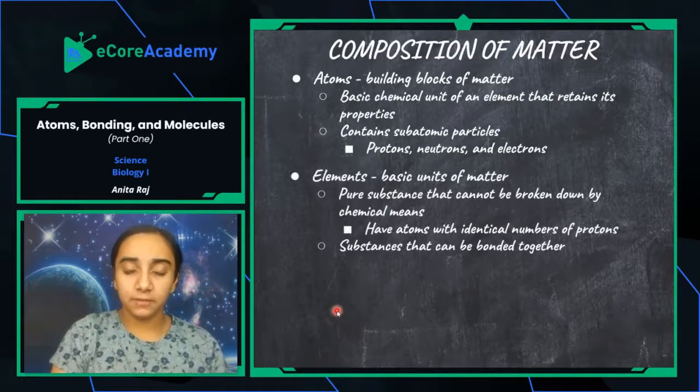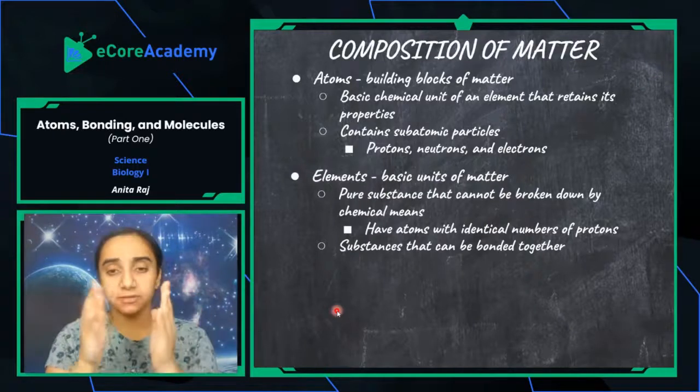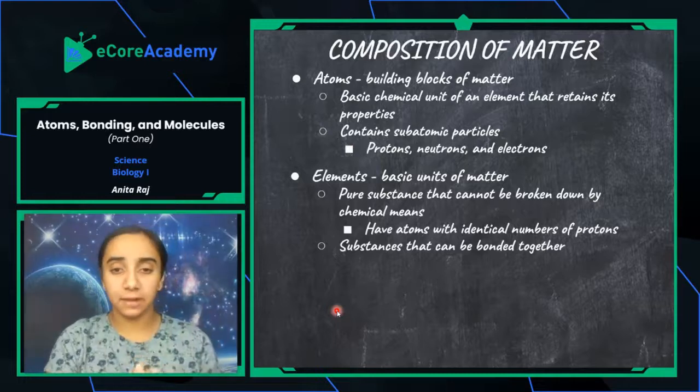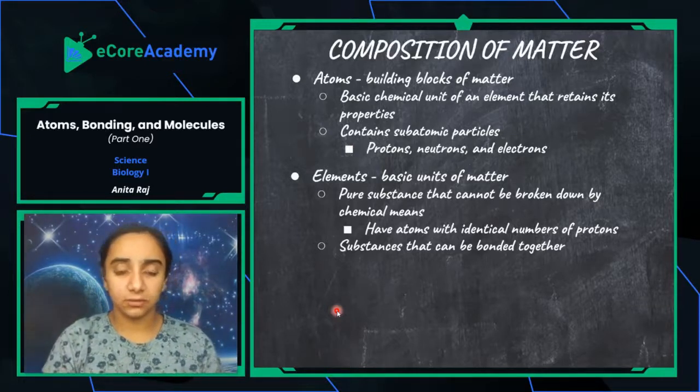Now let's talk about elements. So we start off with the atom, and atoms represent elements. Remember, atoms are the most basic unit of an element that still retains its property. Elements you can think of as the basic units of matter.